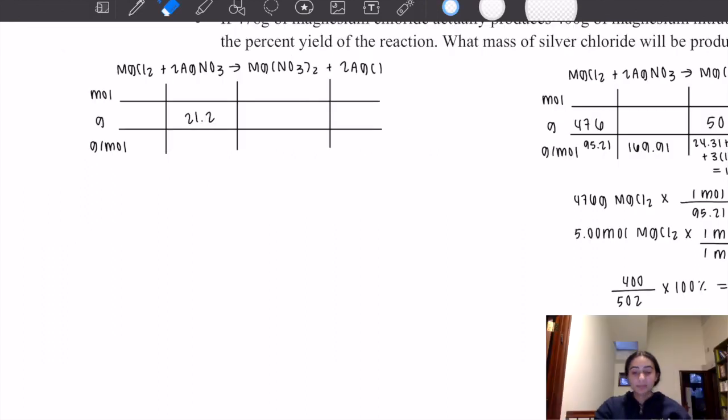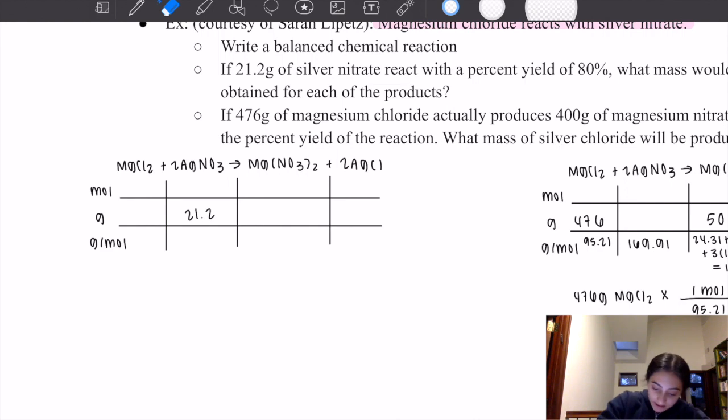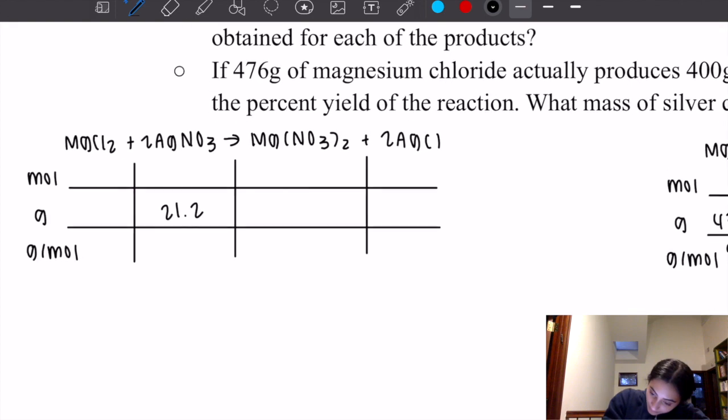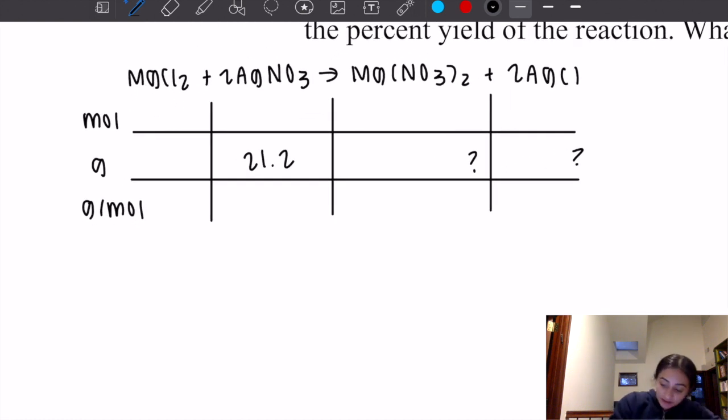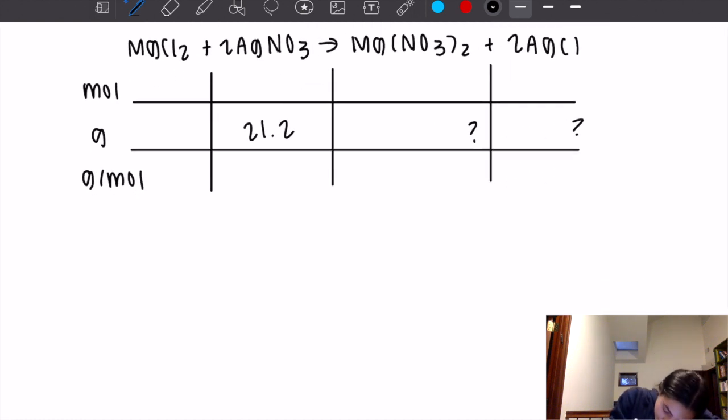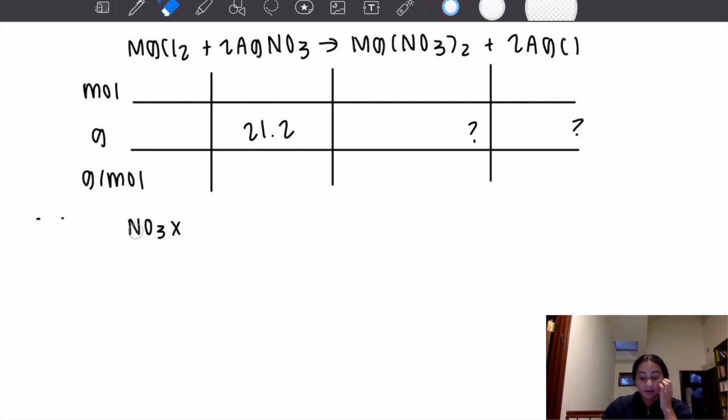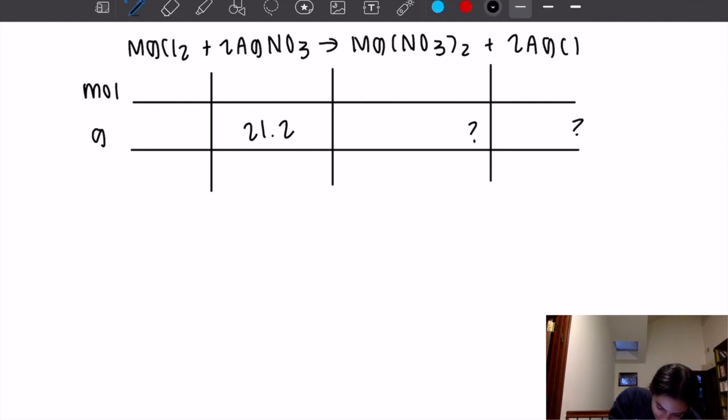Okay, so now that I have set up my table with my balanced chemical equation, I'm going to enter my given mass, which is silver nitrate, and I'm going to figure out what I need to find. So I want to find the actual mass for each of the products. I'm going to first start by converting AgNO3 into moles. So I'm going to write 21.2 grams AgNO3. First I'm going to calculate the molar mass of each of the chemicals in the compound.